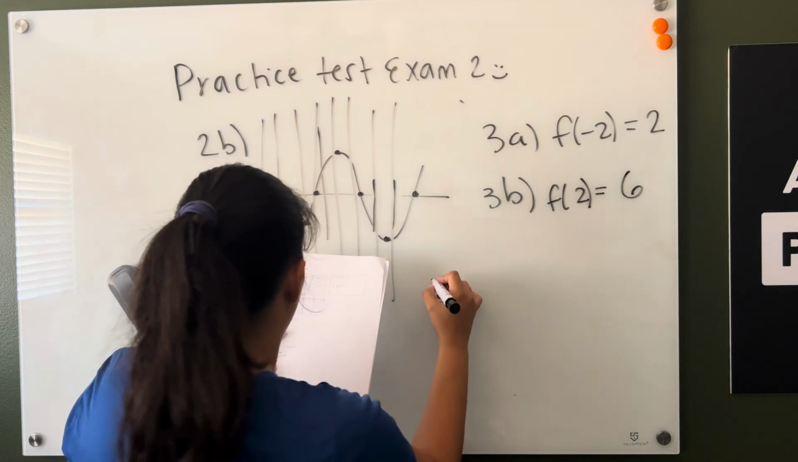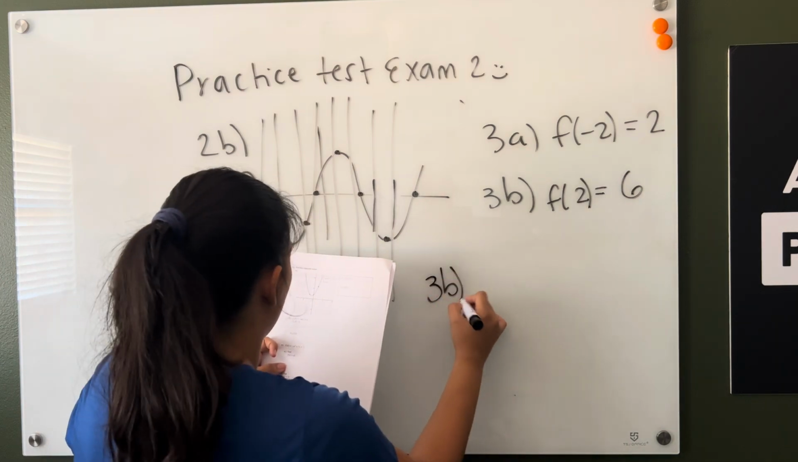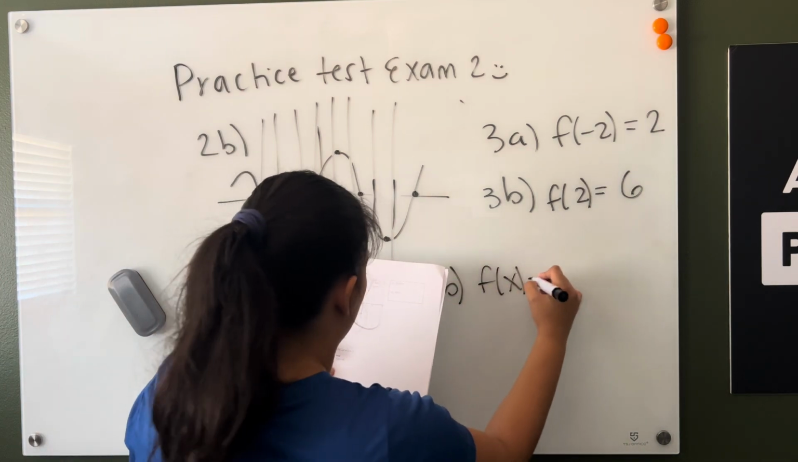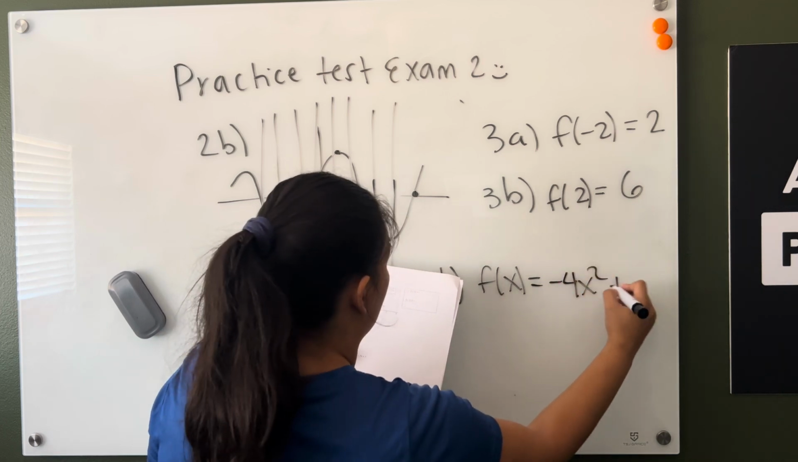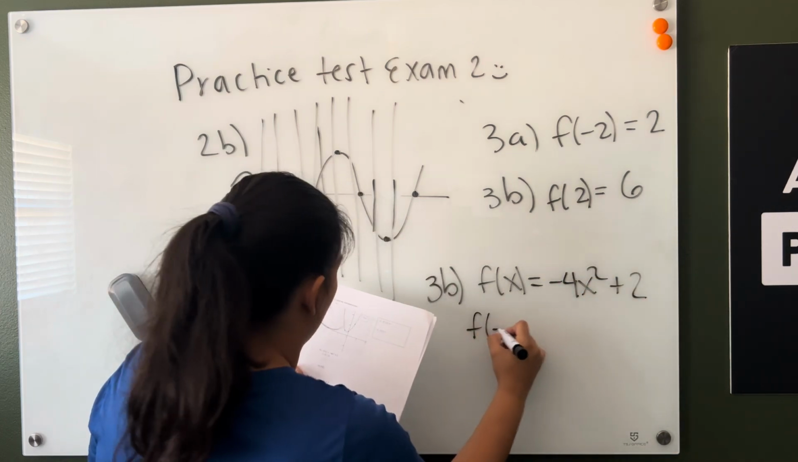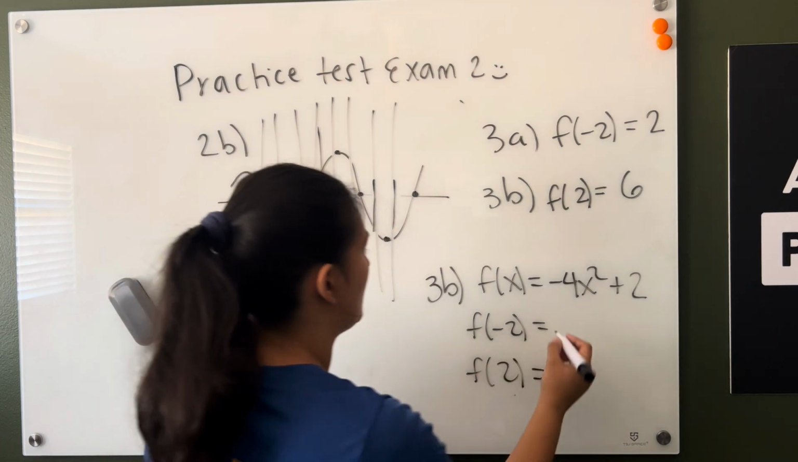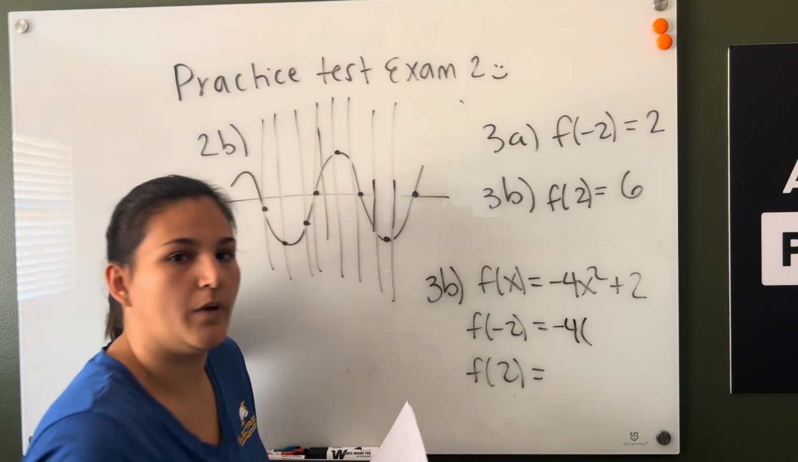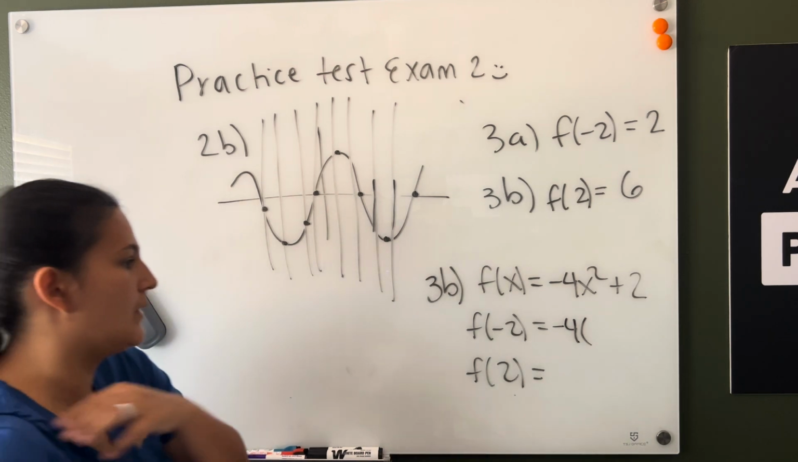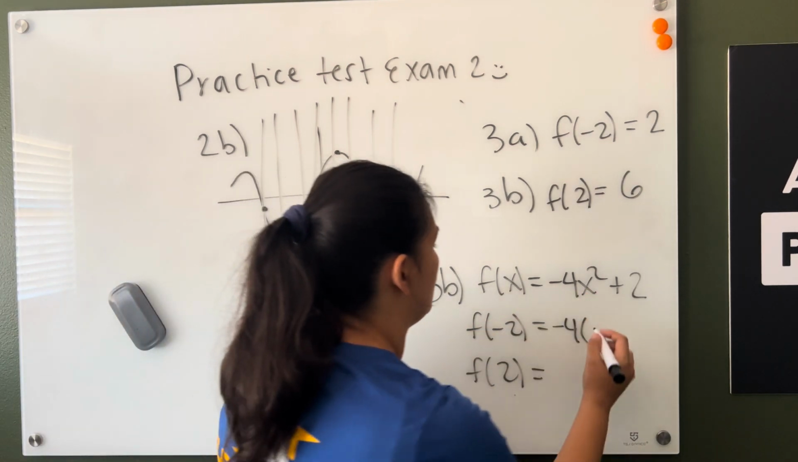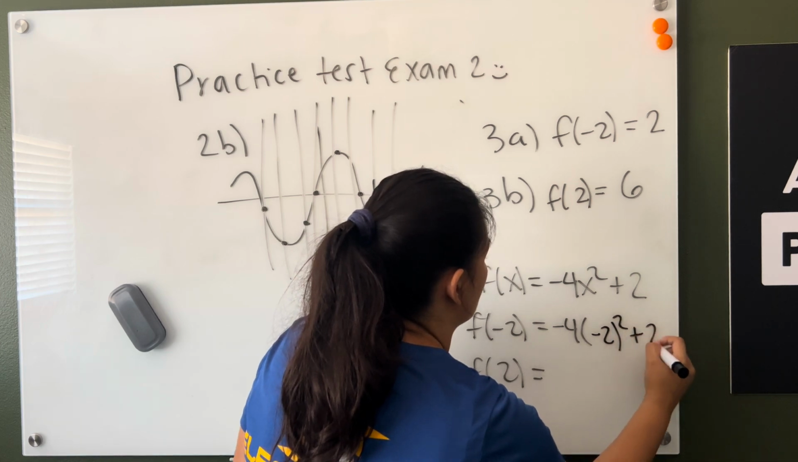All right, for 3b, they give you a function and you have to plug in certain values, right? So just make sure that you do order of operations correctly. Remember, when you plug in, you want to plug in with parentheses. So I'm plugging in -2 into every x, and then just solve.